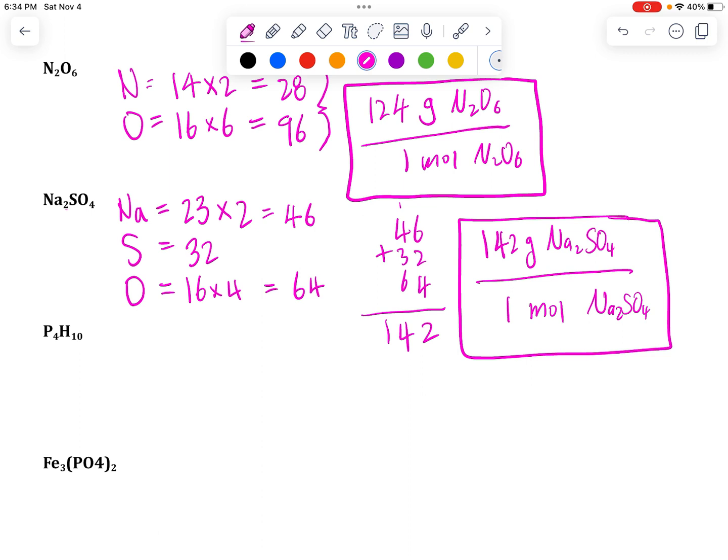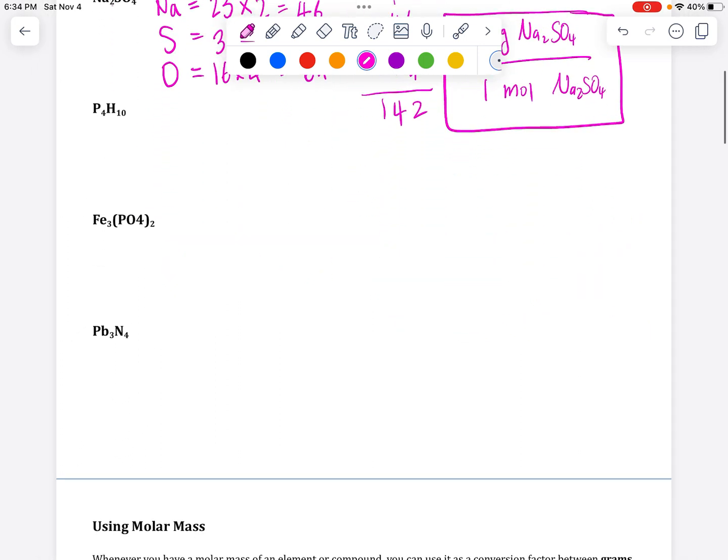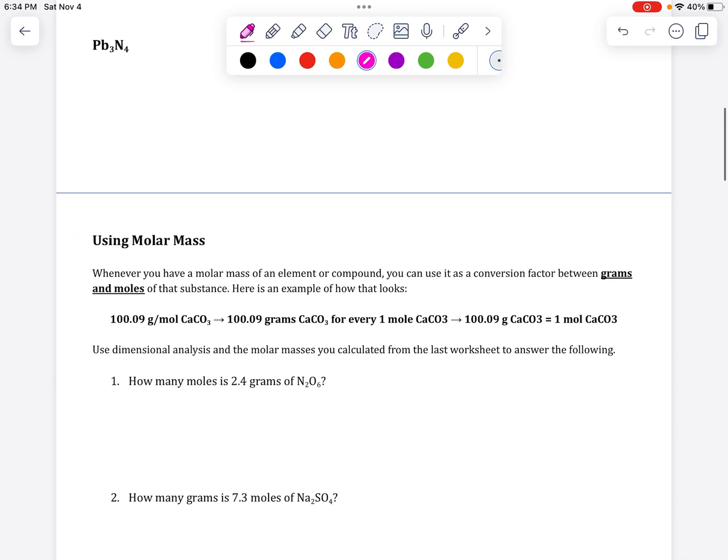Now, if you are unsure and you just want to make sure that you did it correctly, you can actually go on Google and look up molar mass. Simply type in Na2SO4 molar mass, and it's going to give you its molar mass. So you can go out and check yourself like that. Obviously, you're not going to be doing that during class or during an assessment, so just be very careful of that. Okay, let's go ahead and move on to page number 2.